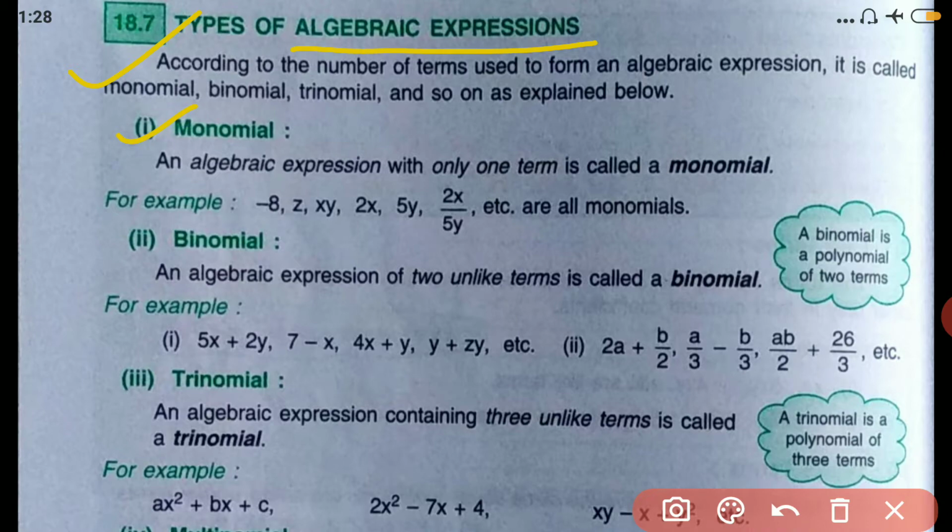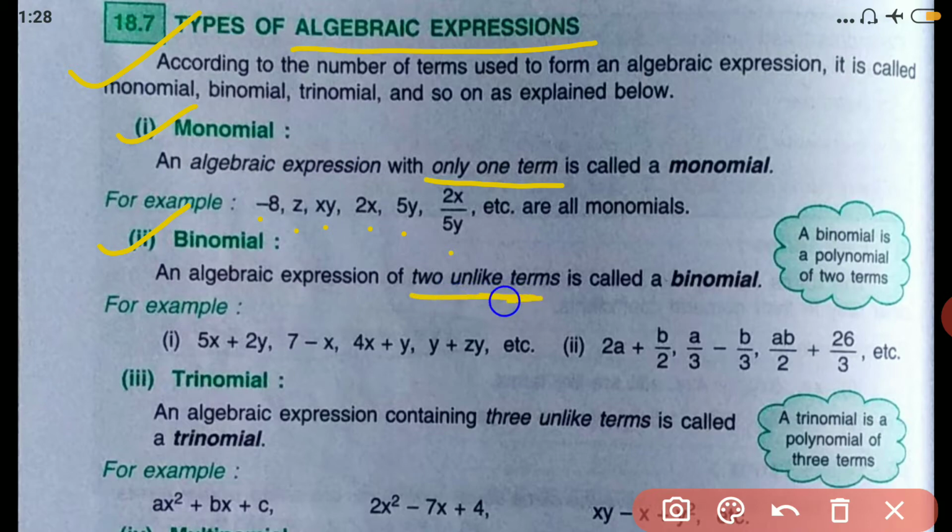A monomial is an algebraic expression with only one term, right? And the examples are minus 8, z, xy, 2x, 5y, 2x upon 5y. They are all monomials. Now the next type of algebraic expressions is binomial, an algebraic expression of two unlike terms.